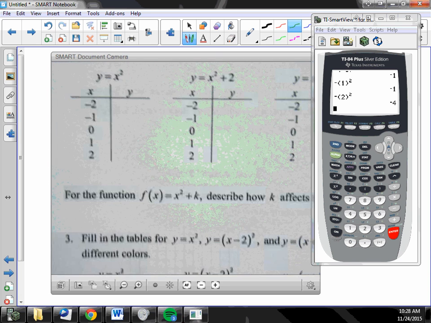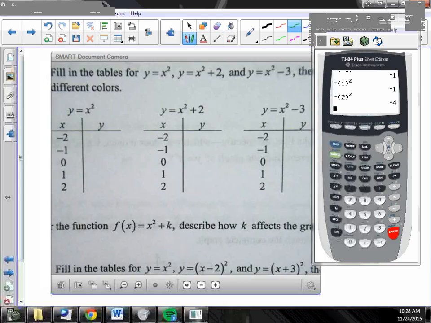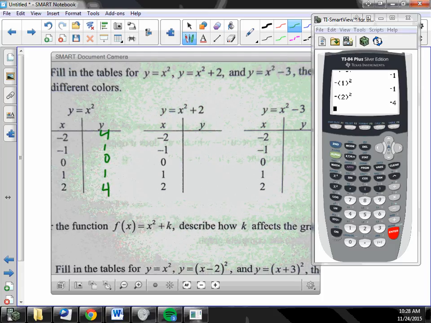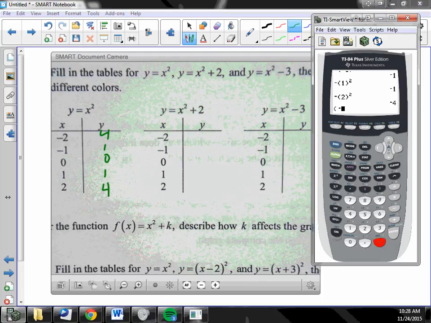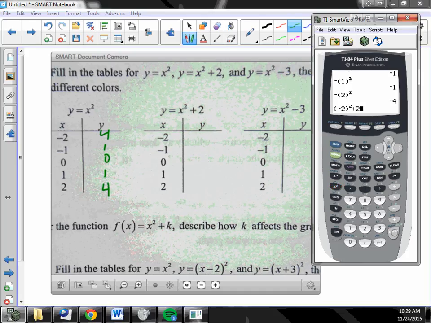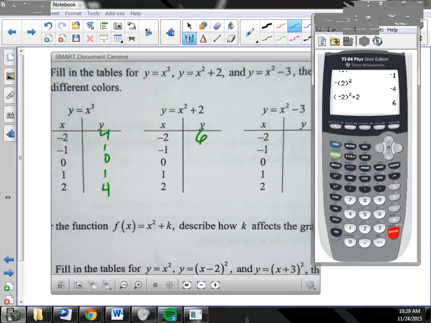All right. Go over here, you have 3 different graphs to do. So we already know the answers to the first one. 4, 1, 0, 1, and 4. We've already graphed that. So over here, parenthesis -2 parenthesis squared plus 2 is 6. Okay? And then you're going to do the same thing for -1, 0, 1, and 2.